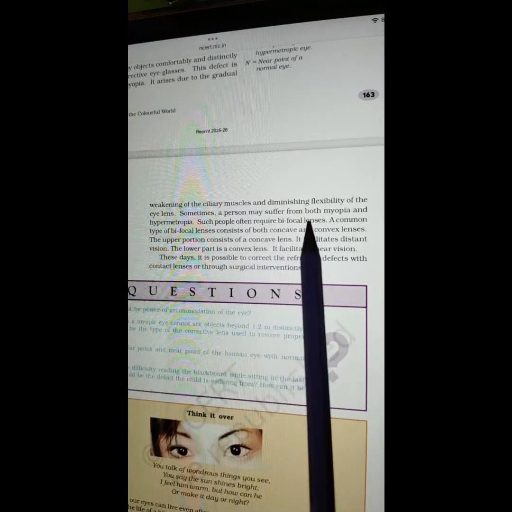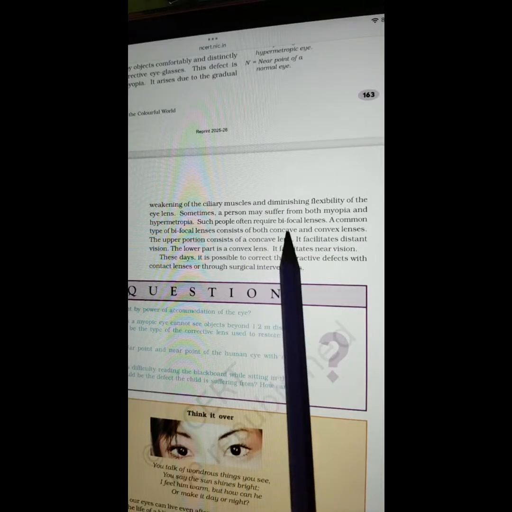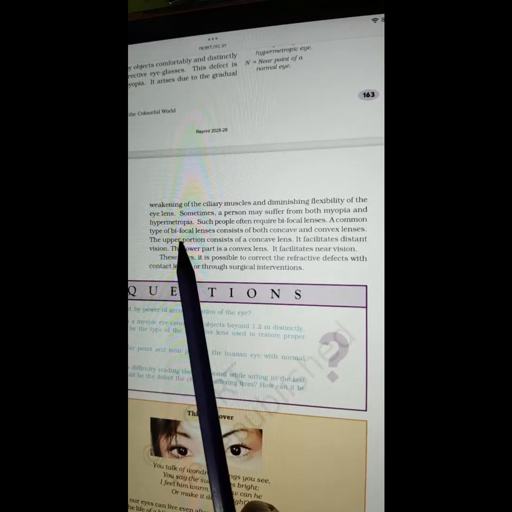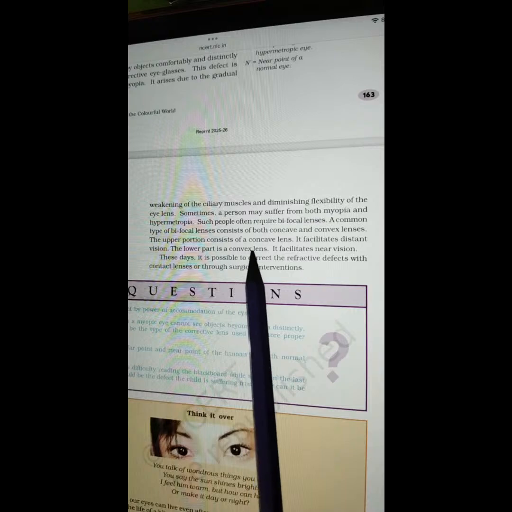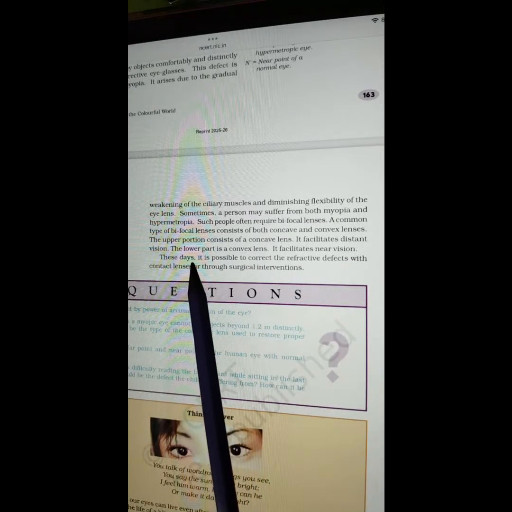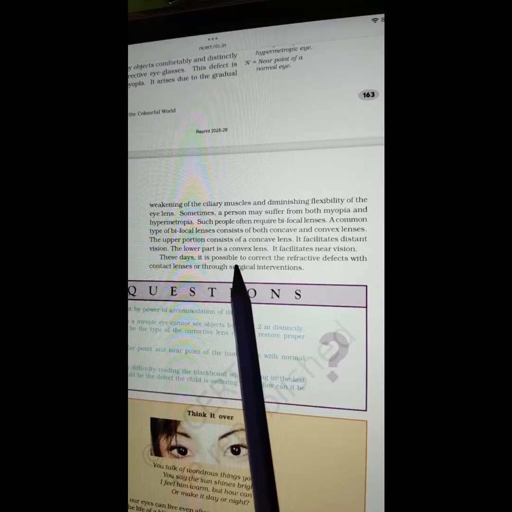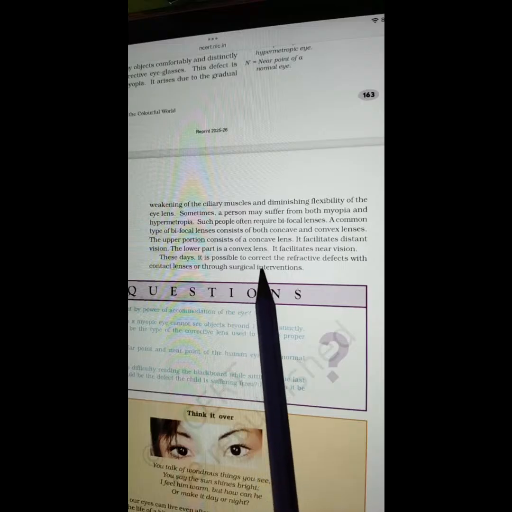Sometimes a person may suffer from both myopia and hypermetropia. Such people often require bifocal lenses. A common type of bifocal lenses consists of both concave and convex lenses. The upper portion consists of a concave lens. It facilitates distant vision. The lower part is a convex lens. It facilitates near vision. These days, it is possible to correct the refractive defects with contact lenses or through surgical interventions.